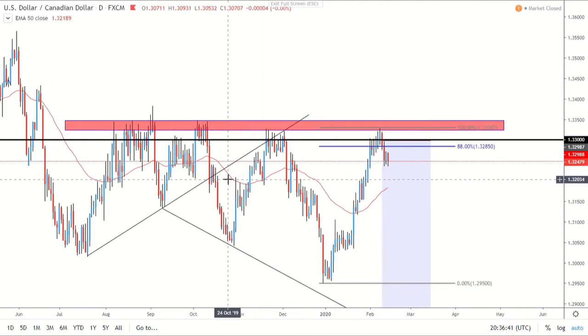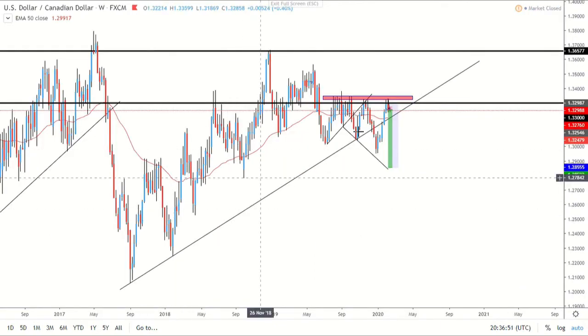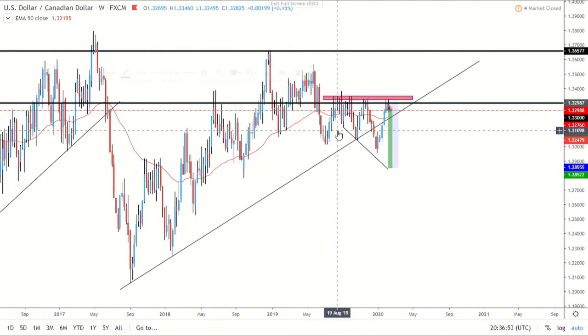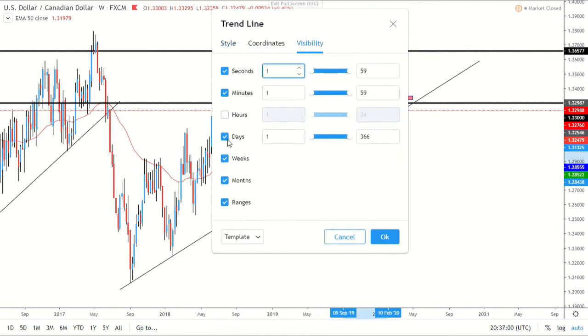This is a pair that can be quite frustrating, as it can consolidate quite often. But when you do catch the big impulsive moves, there's plenty of room for scaling, as I'll go through in a second. So if we just go onto the weekly, what we can see is this long-term trend line that, of course, price is sitting around. So as you can see here, if I just take this and move it onto the daily time frame, just to make it a little bit cleaner for you guys.